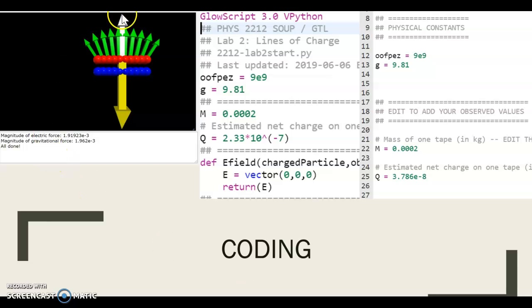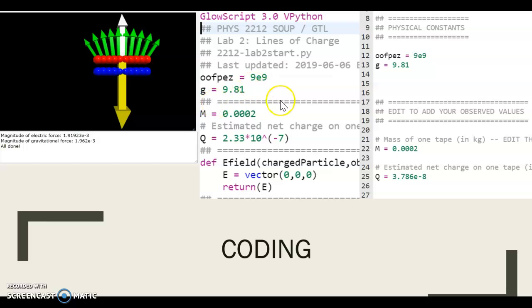And then here's a picture of the code I ended up with, just part of it, but here's the model to the left that I ended up rendering with the code. So the white arrow represents the electric force that the bottom tape causes onto the top tape, and the yellow arrow represents the gravity that the top tape experiences, and then these green arrows represent the electric field that the top tape experiences given the electric charge of the bottom tape.